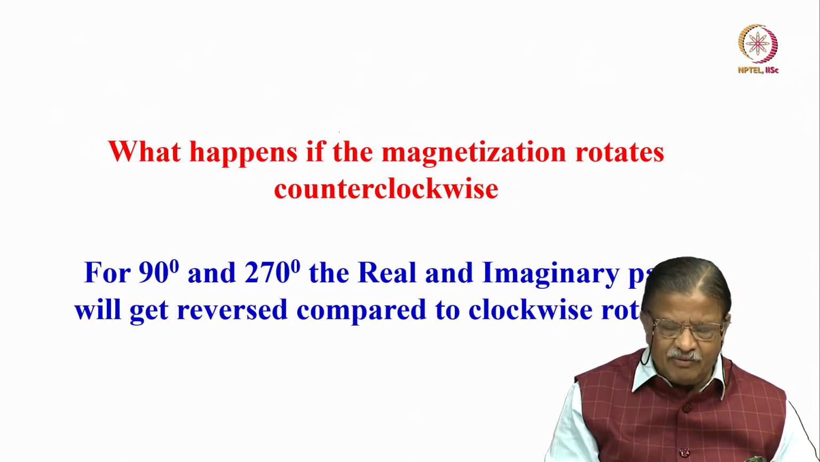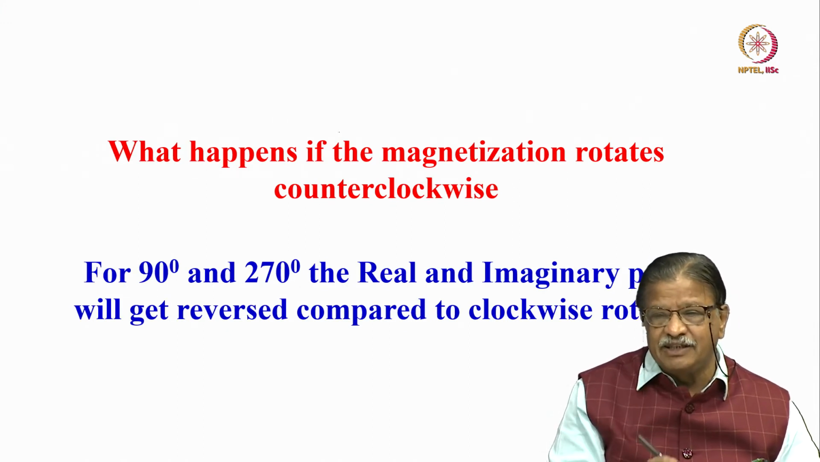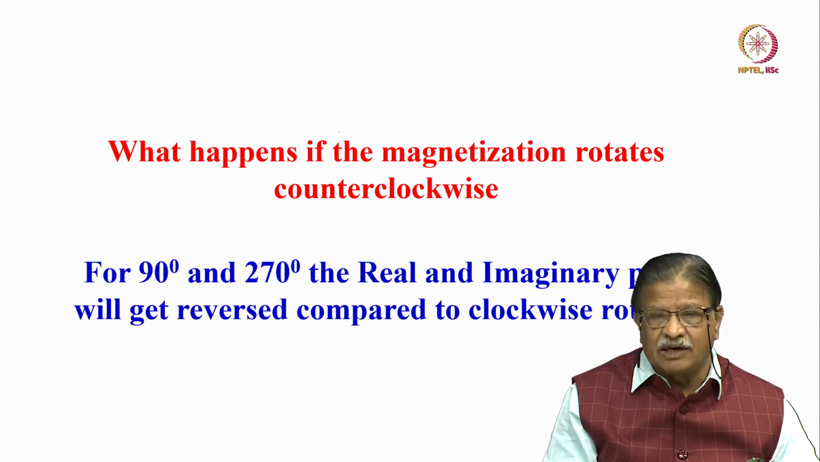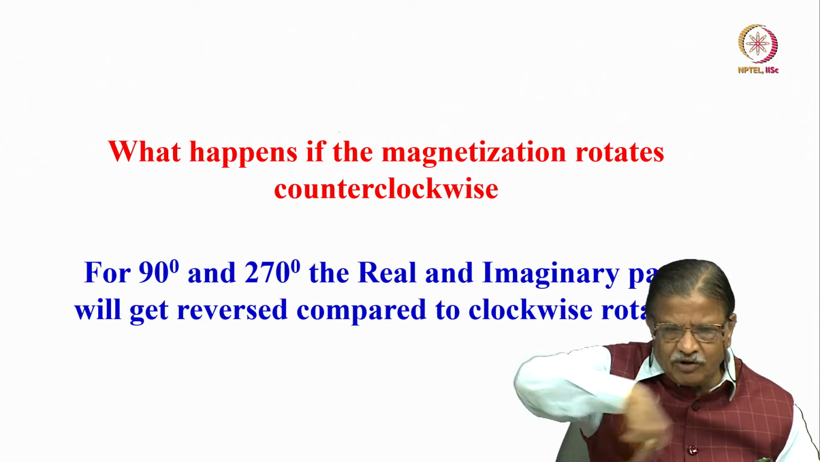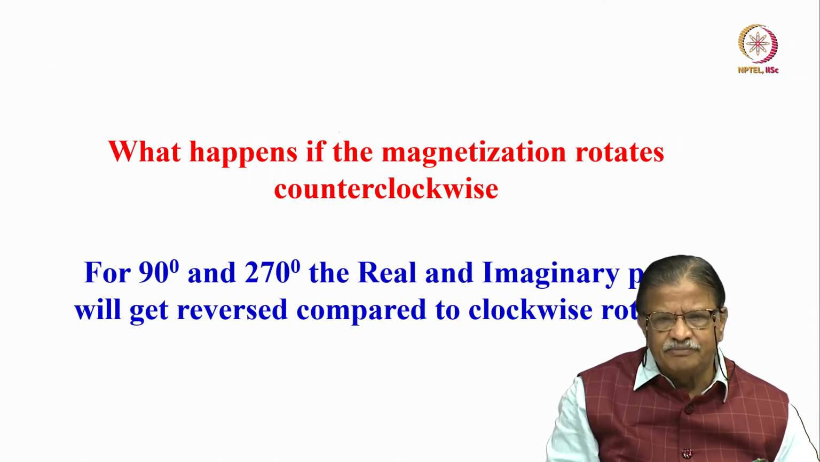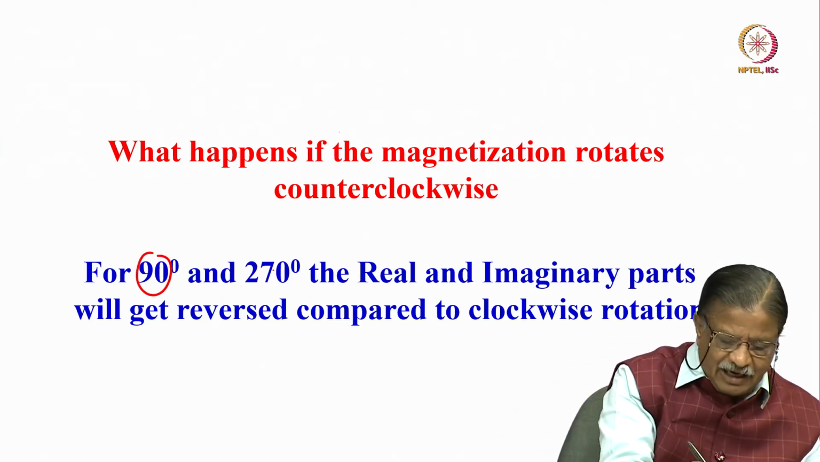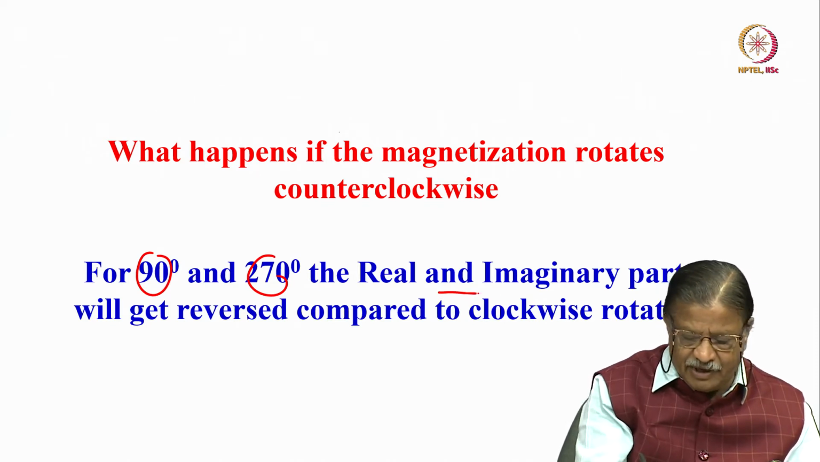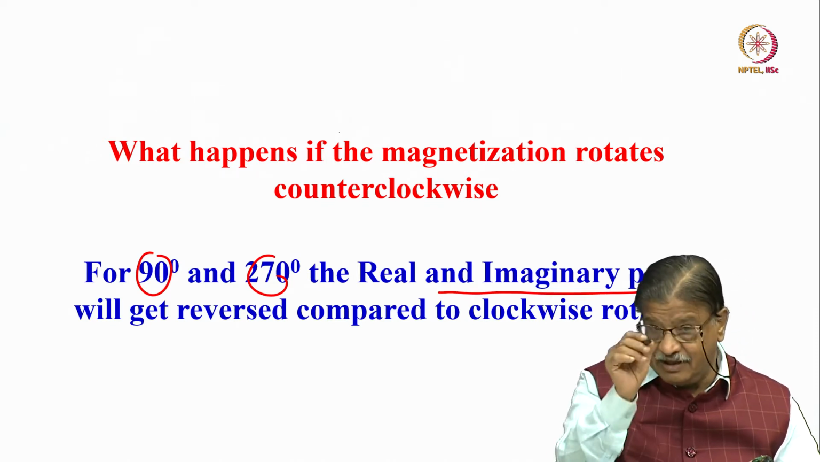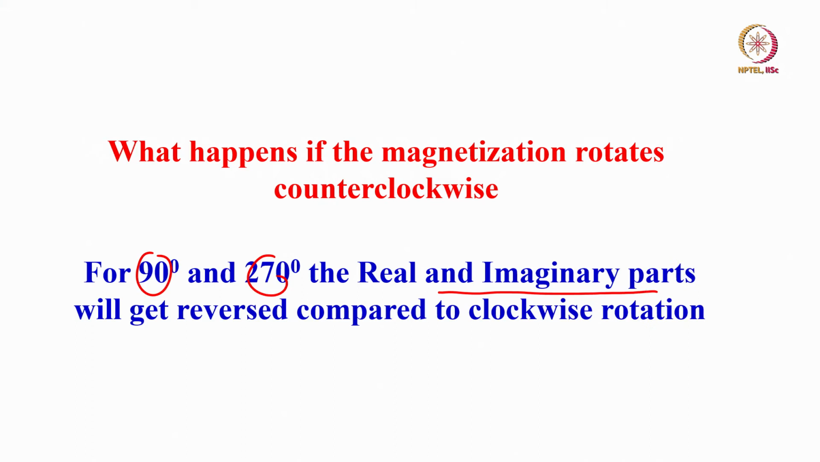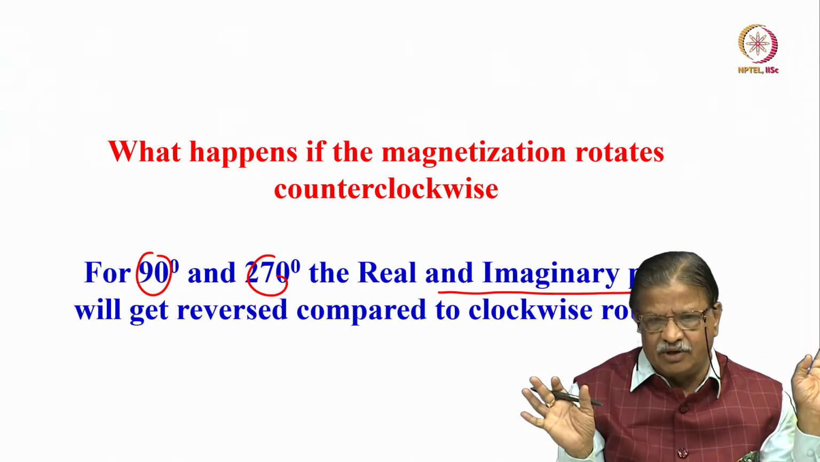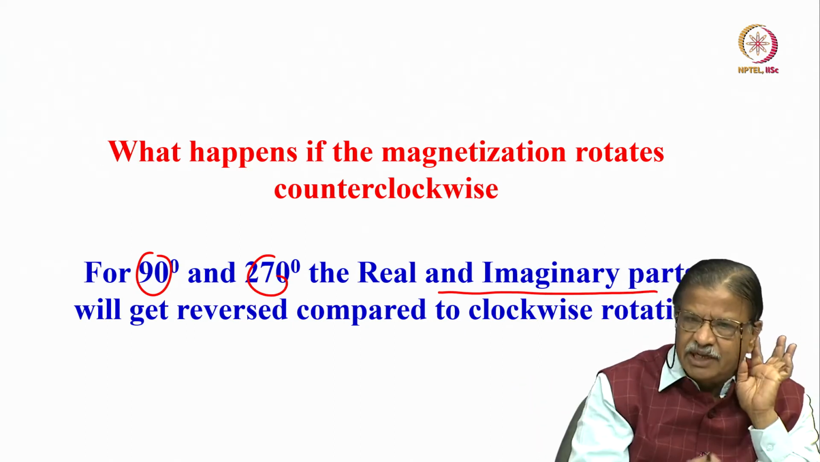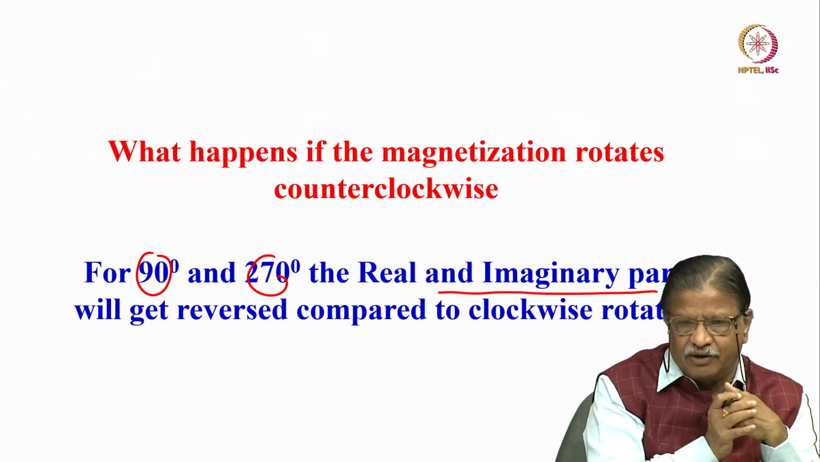The same thing, what happens if the magnetization is made to rotate counterclockwise? In this case, magnetization is made to move clockwise. If it is allowed to move anticlockwise, what will happen? Then at 90 degrees and 270 degrees, the real and imaginary parts will get reversed. Whereas for 0 degrees and 360 degrees it remains the same. That won't affect. Whereas at 270 and 90, the real and imaginary get interchanged if you make it rotate in the opposite direction. Otherwise there is no effect at all.